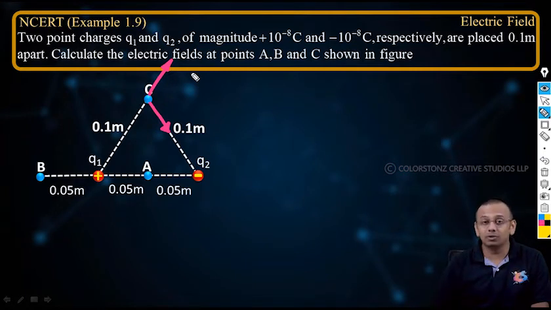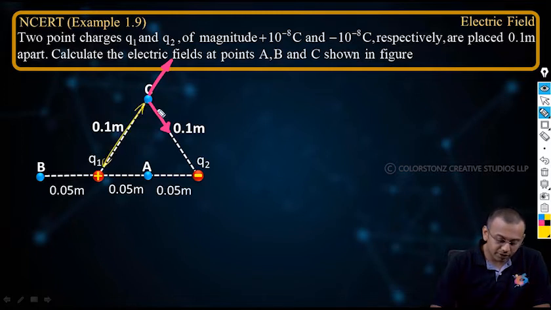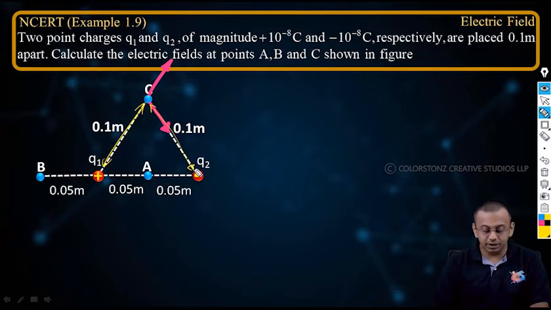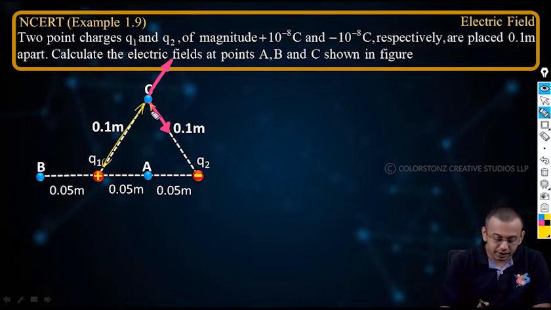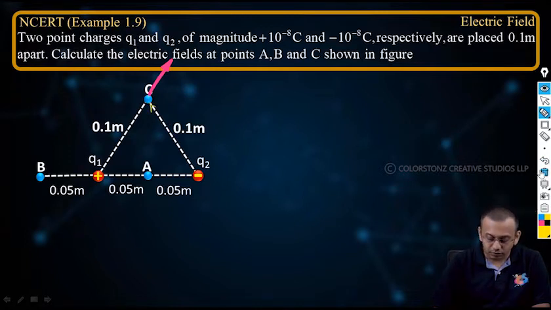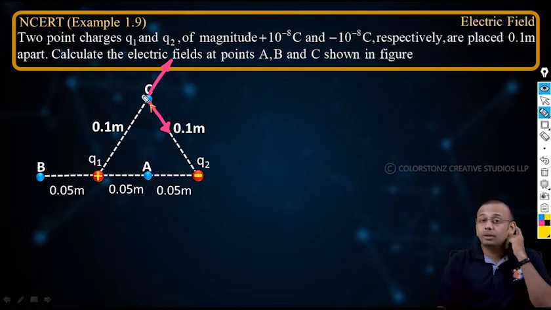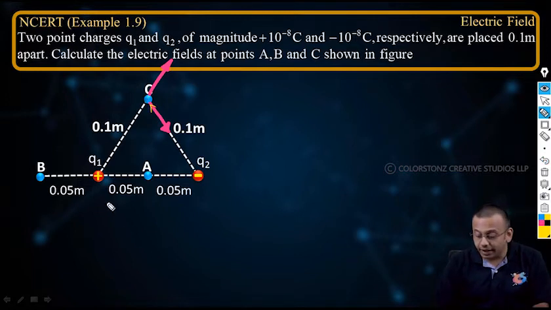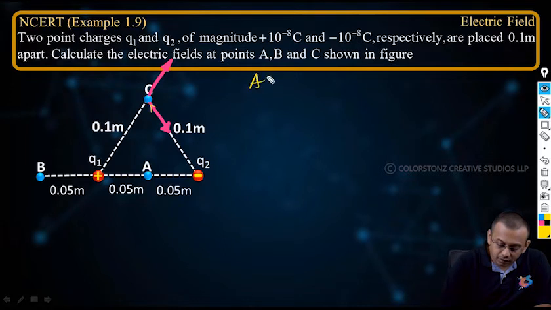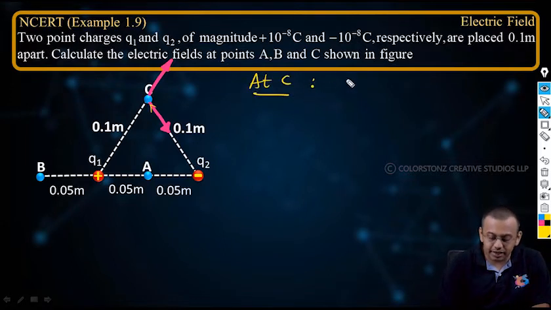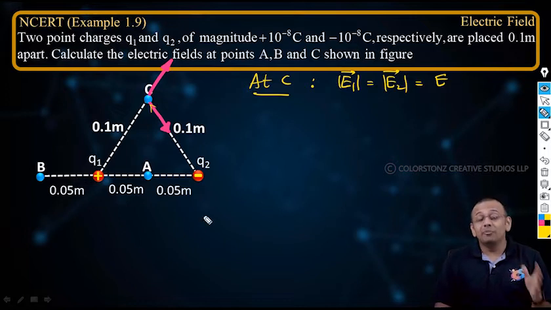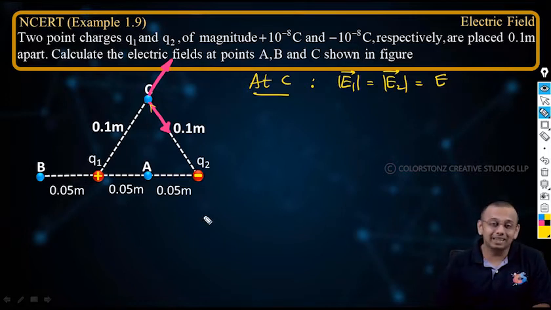What we can observe though is the symmetry is still there. This distance is 0.1 meter. This distance is also 0.1 meter. So the distances from the charge up to that point C are the same. And therefore, even at C, just like case A, the magnitudes of E1 and E2 are same. And let me say that it is some E, because of which the solving will become slightly easier.